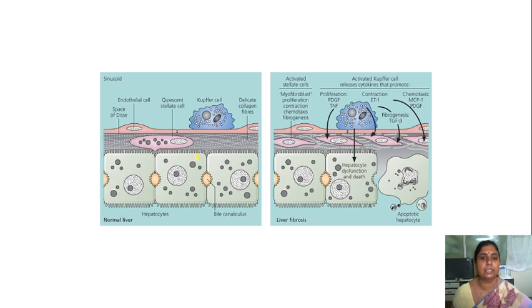What is the space of Disse? The space between the hepatocyte and the sinusoidal endothelial cell. Okay, this is the sinusoid, and this cell is getting transformed into your myofibroblast. And how? By your transforming growth factor beta and tumor necrosis factor. From where are they being produced? They are produced from the hepatocyte, from the endothelial cell, from the Kupffer cell, and also from your disrupted matrix.